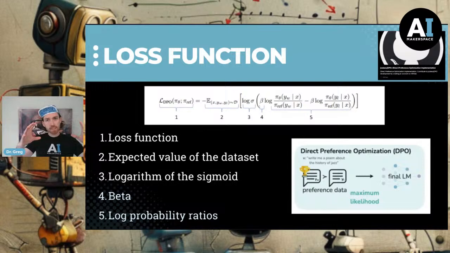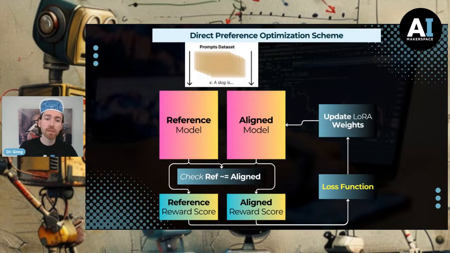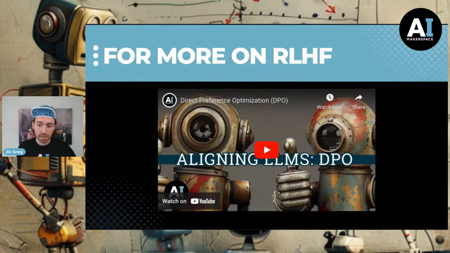Again, let's put this into context of the diagrams we're used to. And the direct preference optimization scheme looks something like this. Now you sort of notice we changed the name here from initial and tuned or policy to aligned. We're talking about the same exact thing. Prompts go in, there's a reference model, there's an aligned model. We're checking KL divergence. These are not too far apart. Then we're calculating a reward score for both. We're plugging that into a loss function. We're updating LoRA weights. And of course, for more on DPO, you can check out our DPO event.